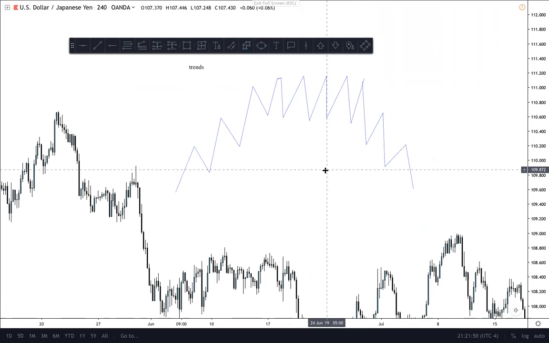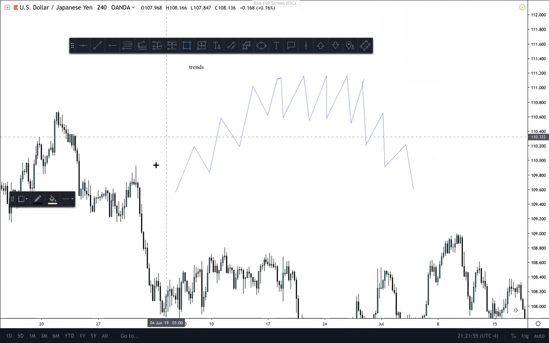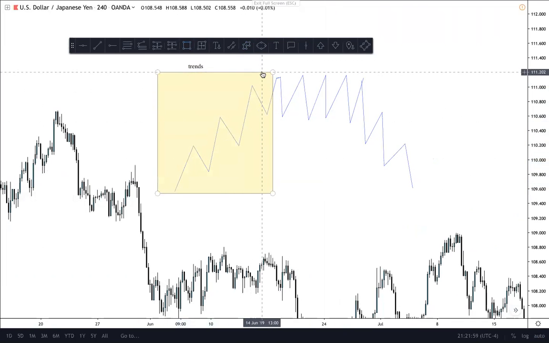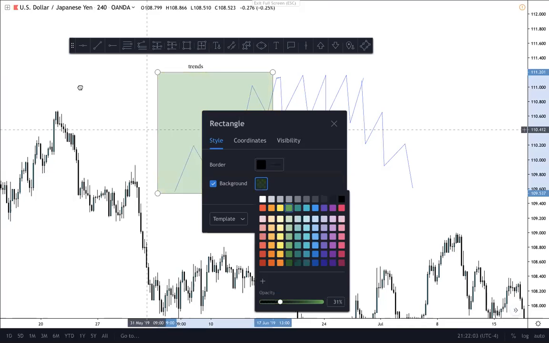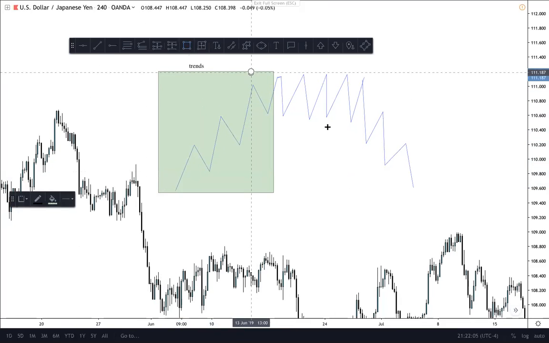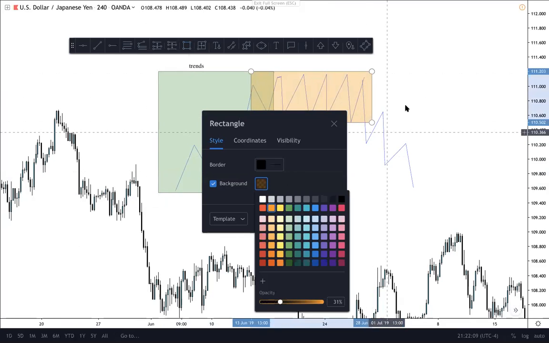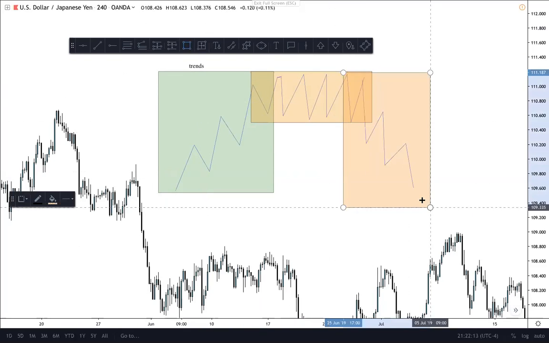Now, these three are like phases, because whenever you trade any market, you have to know what phase it's in. It could either be in an uptrend, it could either be in consolidation or sideways movement. We would just call it consolidation because it's the right way to call it. Or it could be in a downtrend, right?